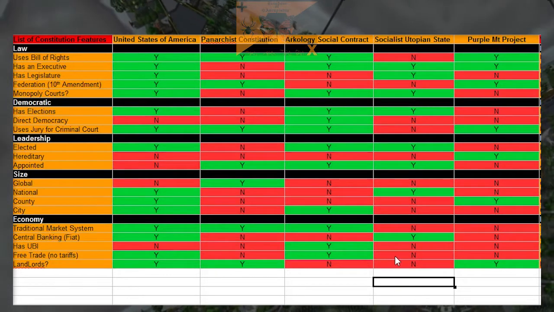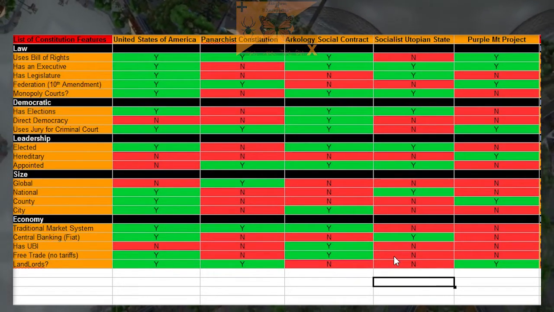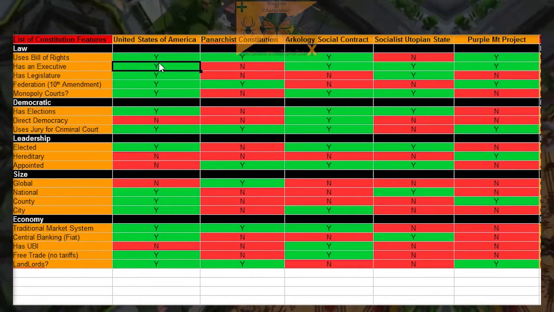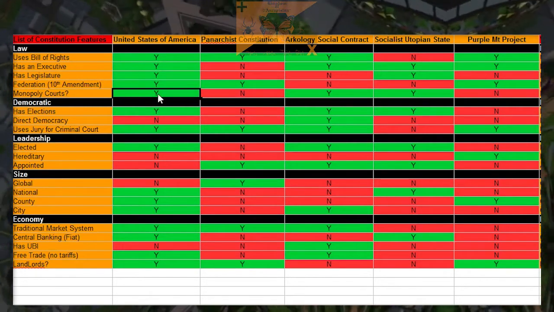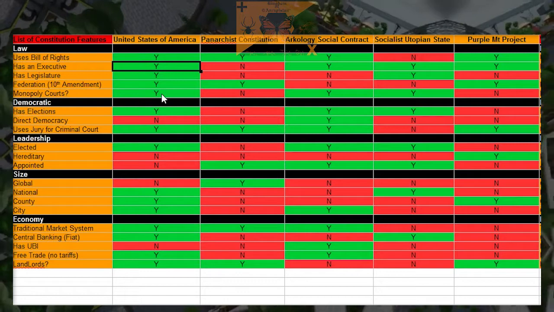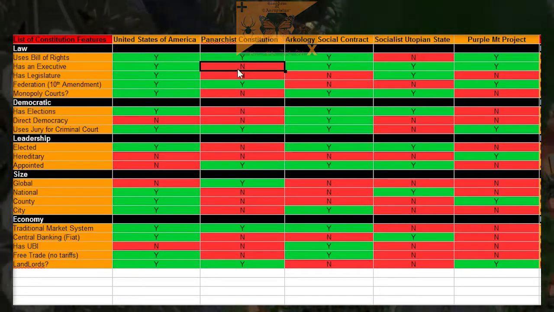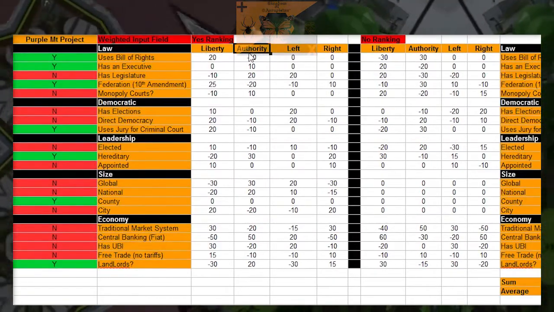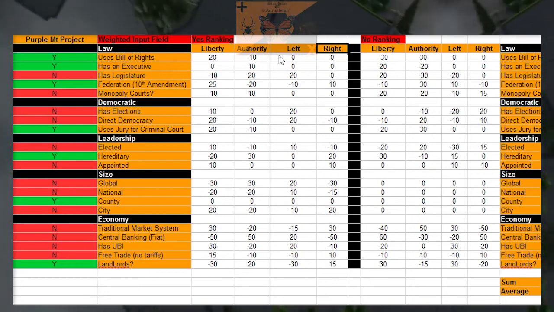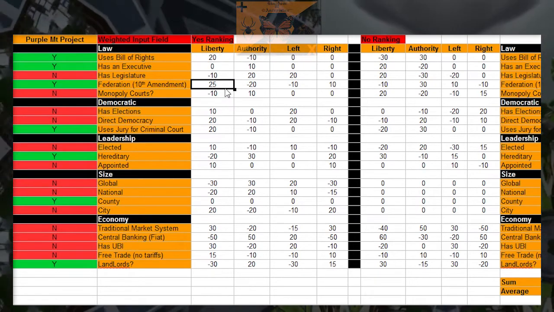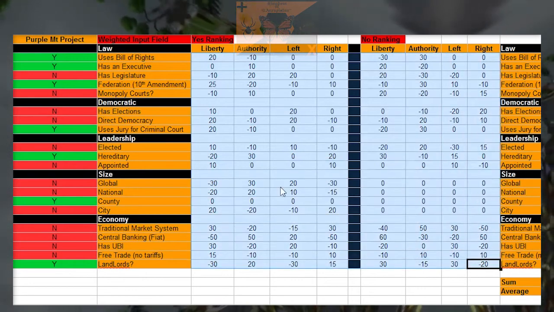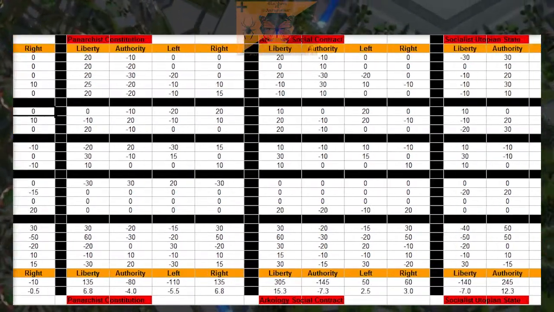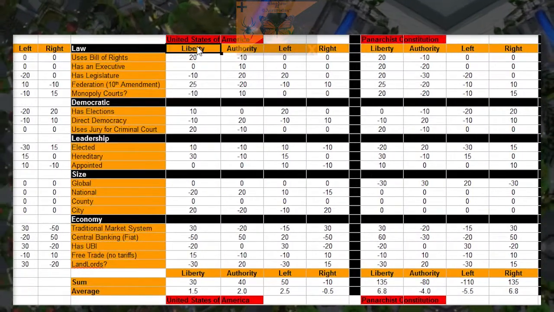Hello. So I hinted at doing this in one of my older videos, taking this list of constitutional features and adding numerical values to all of these yes values across 4 metrics, and then all of the no values across 4 metrics. And those 4 metrics are right here: liberty, authority, left, and right, which is the political compass. So they have weighted values right here. This is the chart of weighted values. And then you have the extrapolation of the XY over those 4 values.